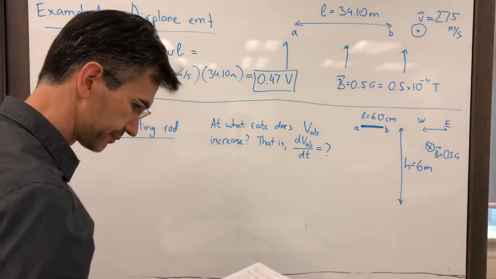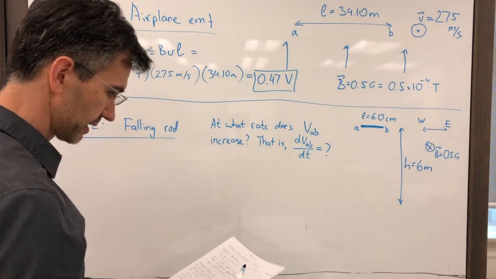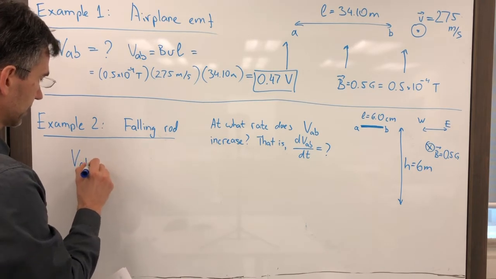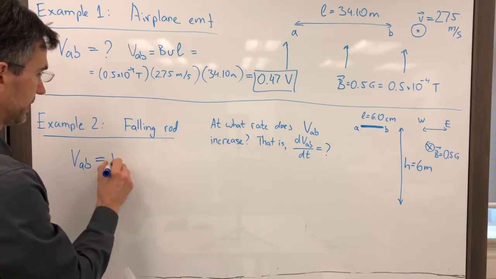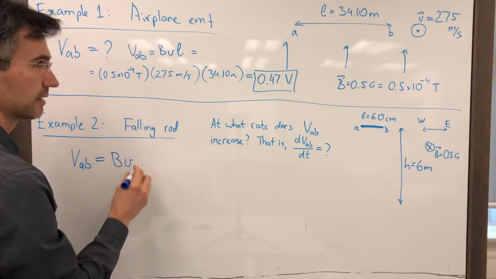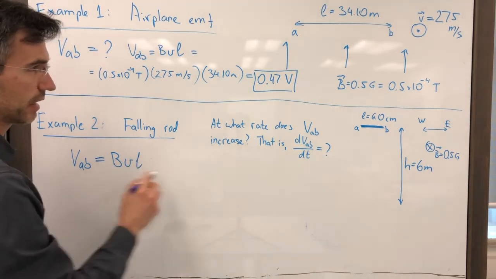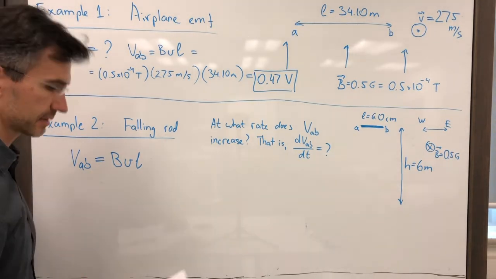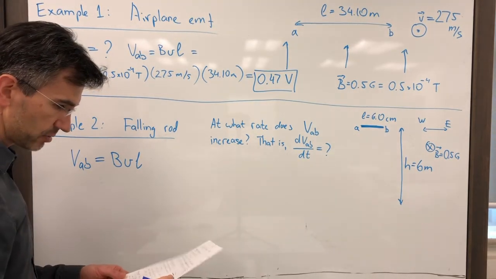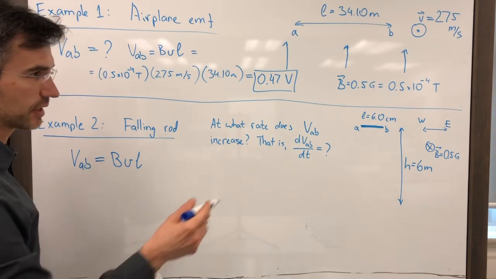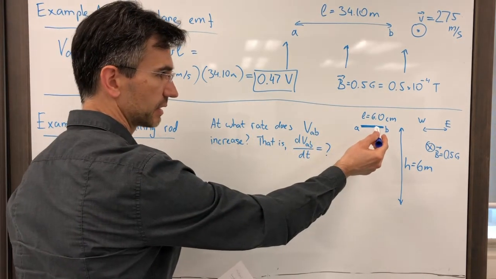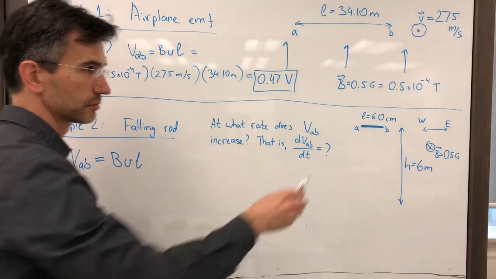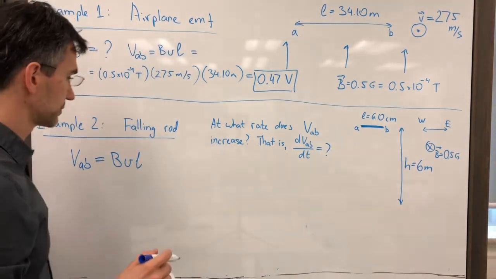So let's figure this one out. Again, we'll use our equation for the motional EMF. This is going to be B V times L. L is 6 centimeters, B is Earth's magnetic field, V is that velocity that is changing. Now, the velocity is starting from 0 at 6 meters, and then is going to start increasing as the object falls.